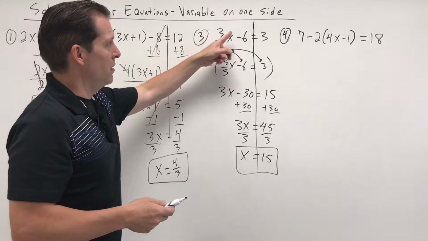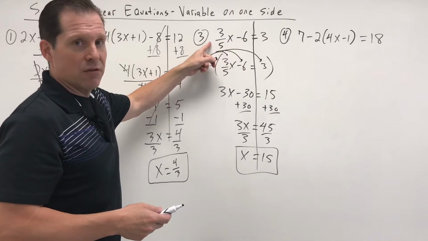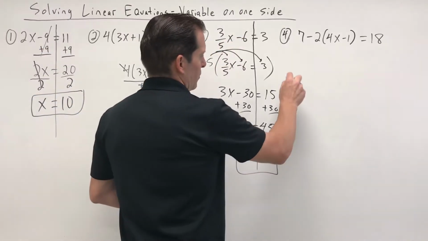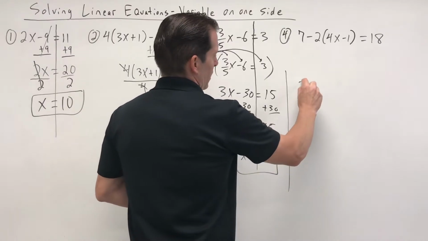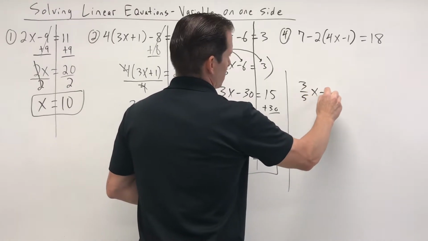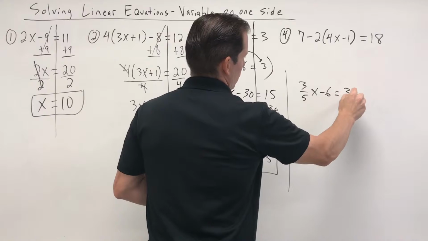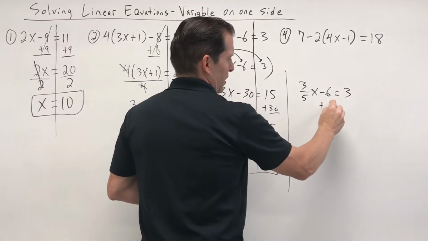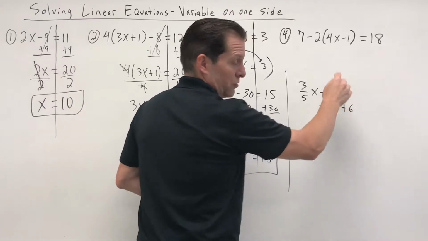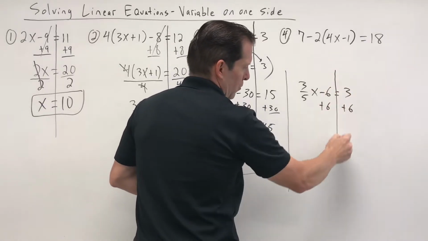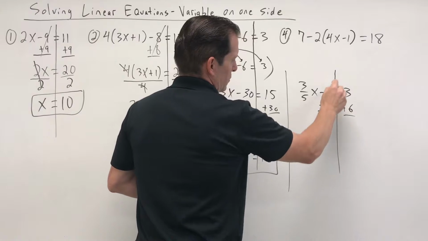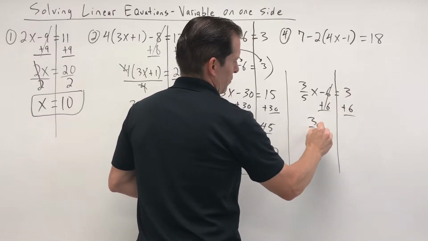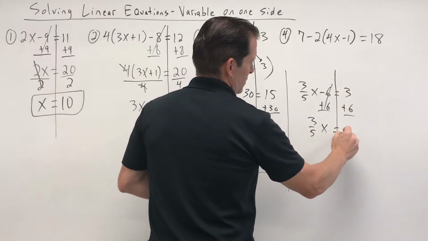Now, if you wanted to work with the fraction, or you didn't pick up on the fact that you could multiply both sides by 5 to get rid of it, I'll just do it right over here real quick. So we have 3/5 x minus 6 is equal to 3. So again, you would get rid of the 6 first. So I'm going to do the inverse. I'm going to add 6. Of course, don't forget your little line near your wall, so you don't forget that. So then that's going to go away, and you have 3/5 x is equal to 9.